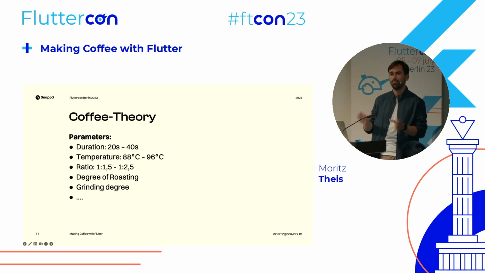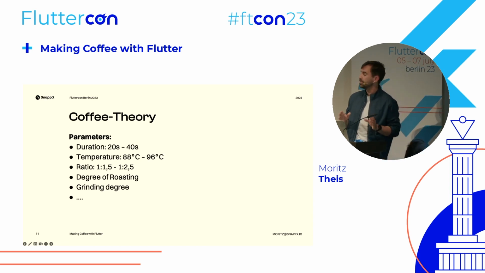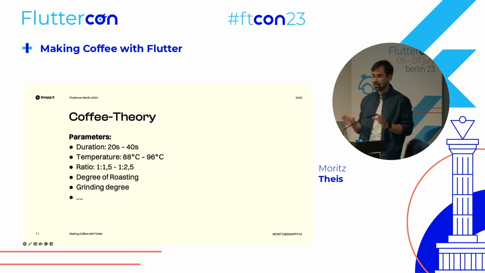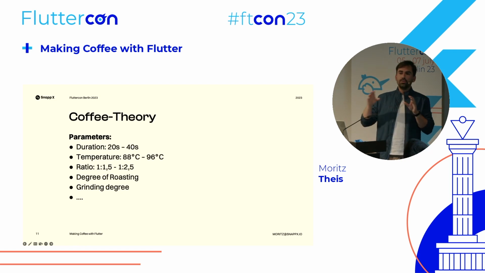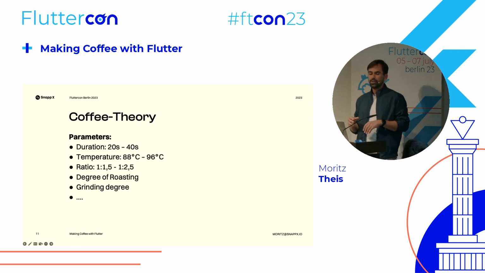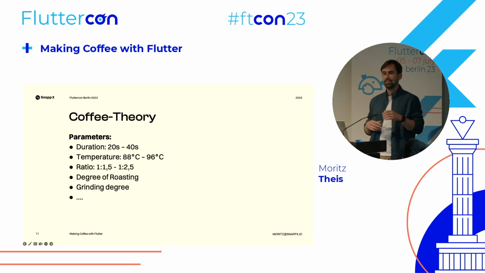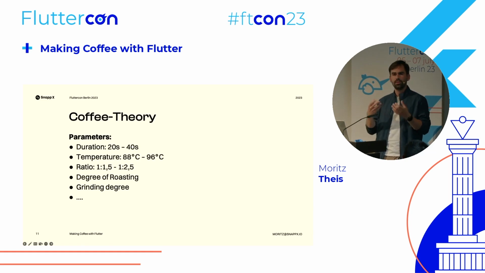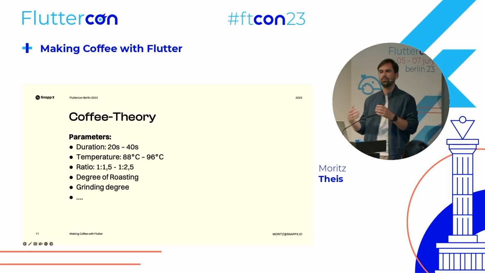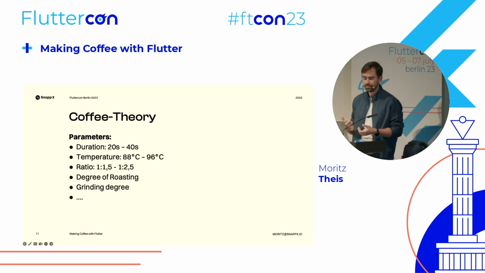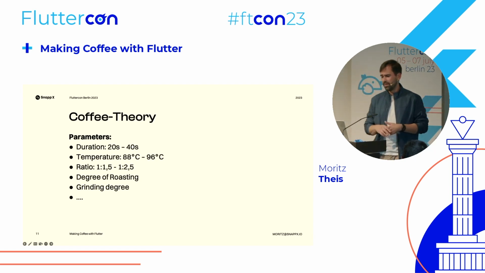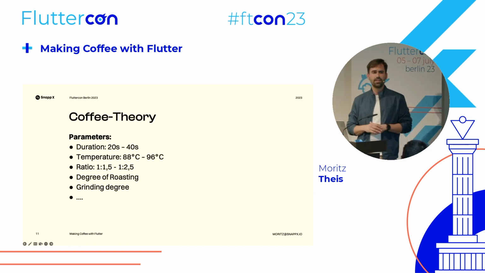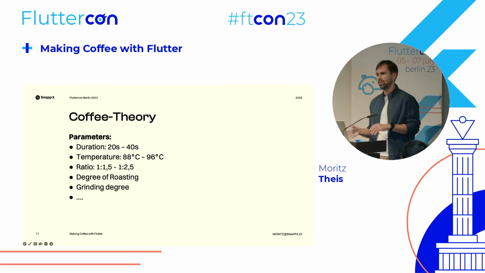That's really important, and this temperature should be as constant as possible. You normally aim to have a ratio between water to ground coffee from 1 to 1.5 up to 1 to 2.5, so that the espresso is as strong as you want it, and that you would talk of an espresso. There's more parameters. There's the degree of roasting, there's the grinding degree. Is it coarse, is it fine?